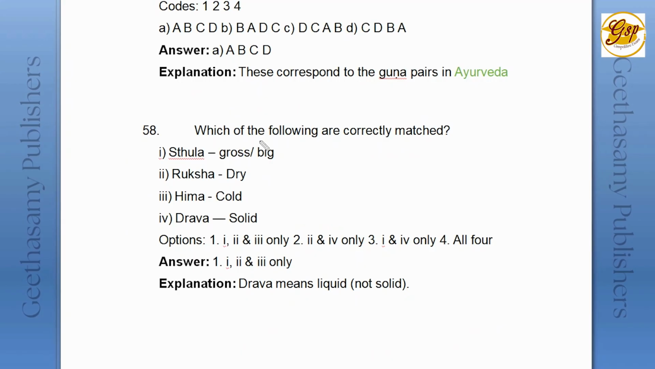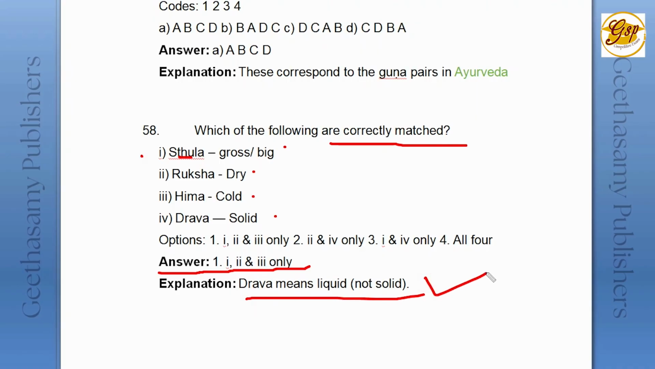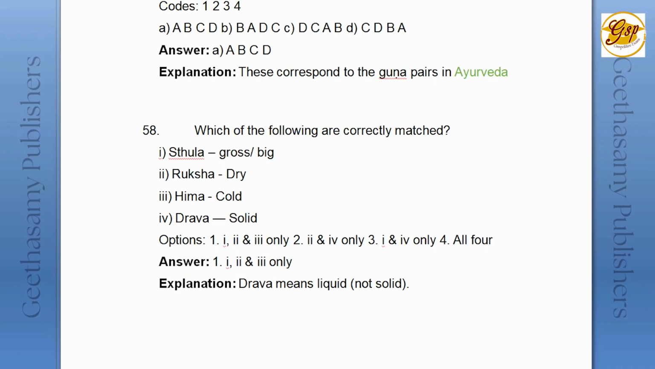58th question. Which of the following are correctly matched? Sthula, big. Ruksha, dry. Hima, cold. Drava, solid. The correct answer is 1, 2, 3 only. Drava means it is a liquid, it is not solid.